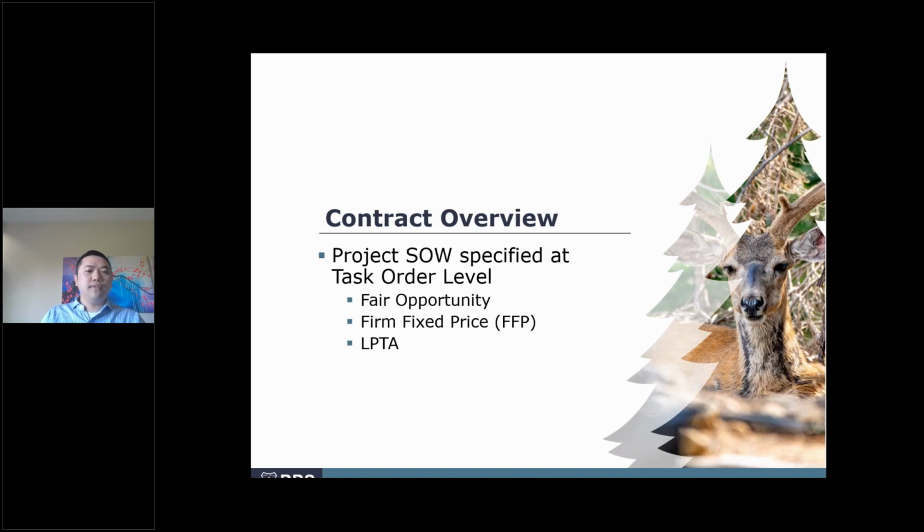Next is the contract overview. As I mentioned before, we'll have about 10 contractors in our pool. With each project that comes in, each one of these contractors will have a fair opportunity to compete amongst each other. Realistically, it's probably going to be like half Chugach and half Tongass. Maybe there'll be some overlap, but it's going to be smaller than it would seem as far as competition goes. But it's the right number, where there's not too many and not too few contractors in each area. If we don't mention otherwise, it's going to be firm fixed price and lowest price technically acceptable on who wins those task orders, just like the T projects.